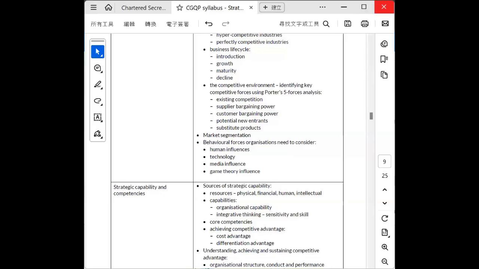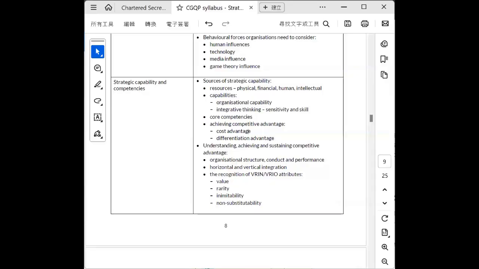So these are the various external environment factors that you need to consider when you develop your strategies. So next we look at the strategic capability and competence.